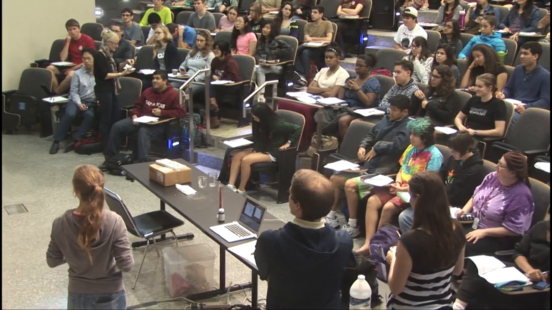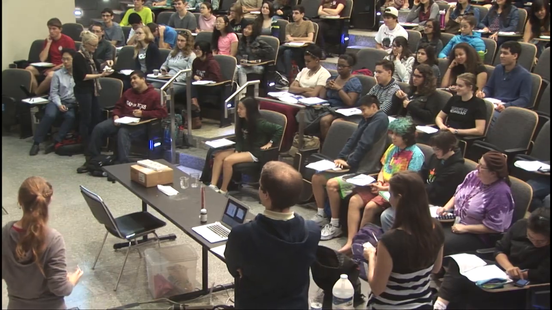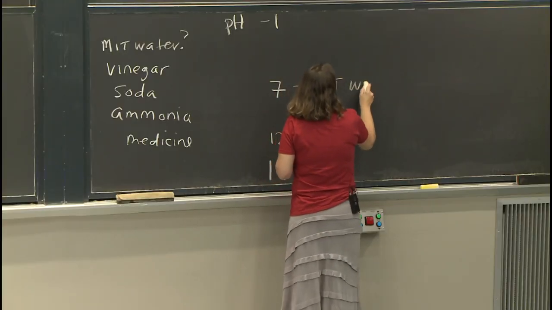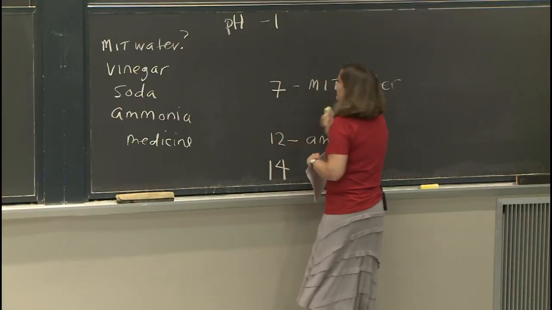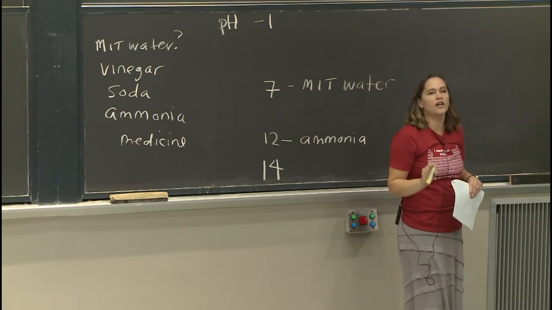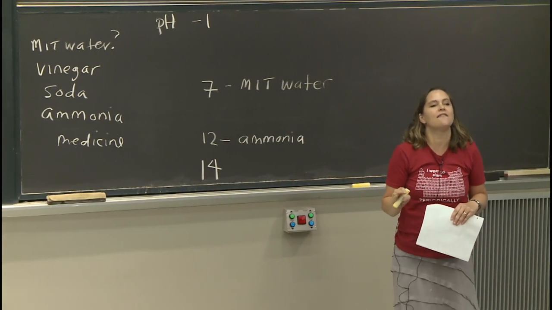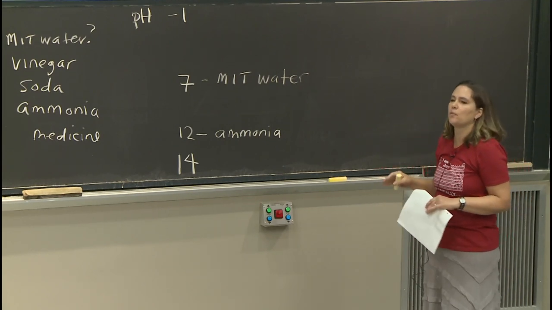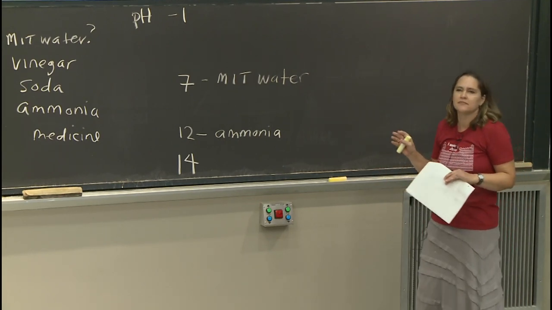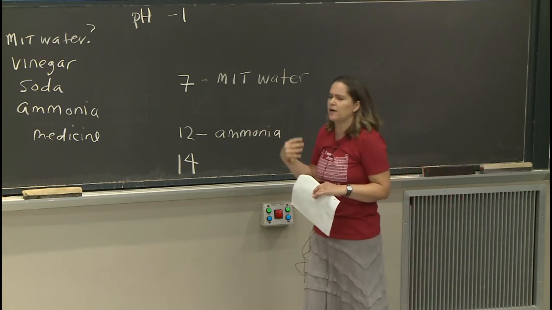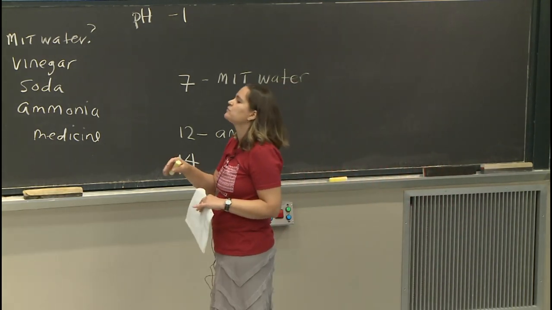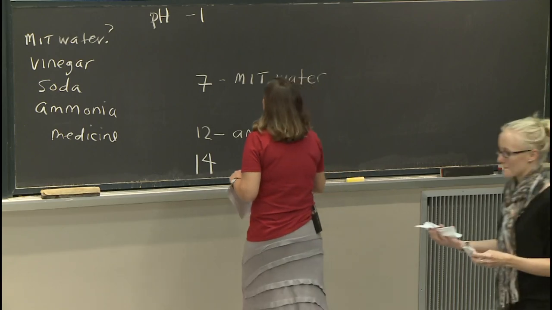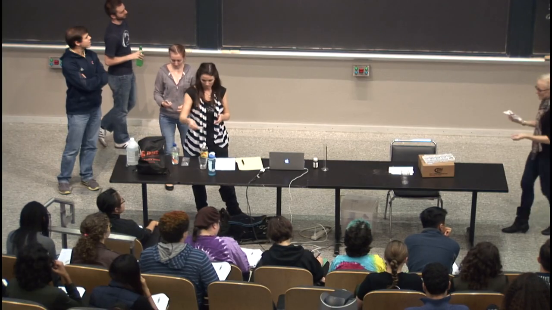MIT water. MIT water is 7? Awesome. So often, actually, water that you get from a tap is not 7, because often there are ions dissolved in it. But a little bit around 7, a little bit of ions never hurt anyone. We have lots of ions in our body. Soda? Soda at 3.5.